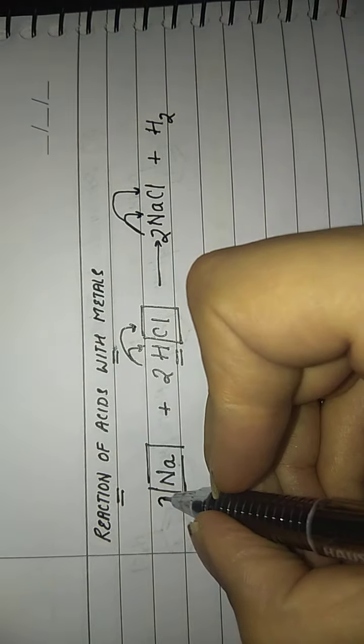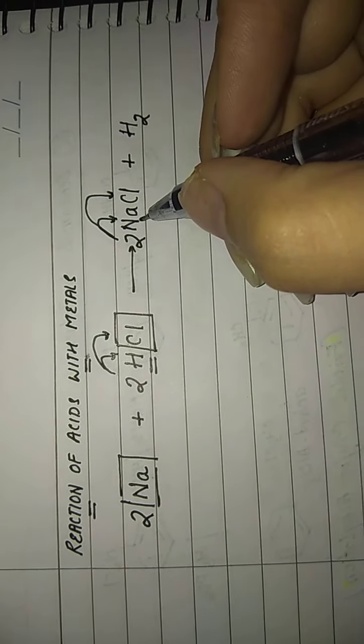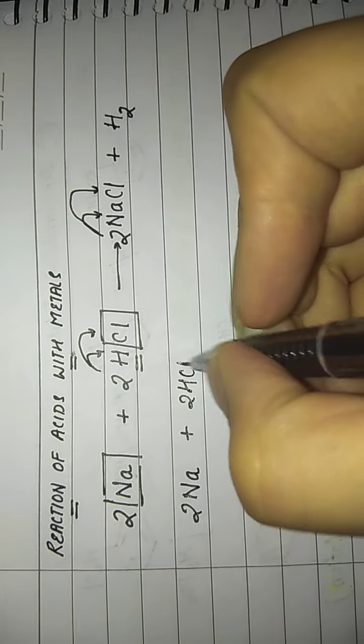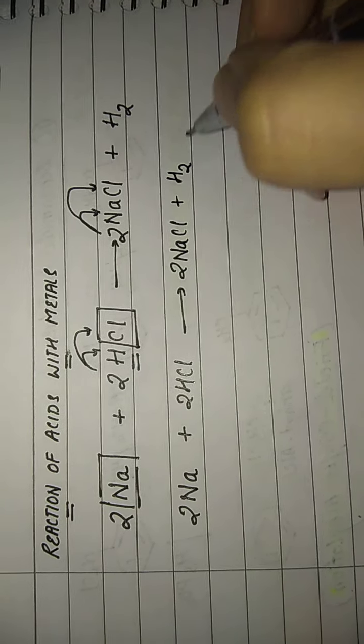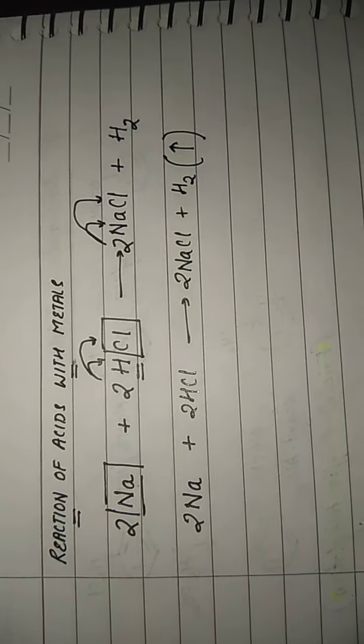We have already discussed balancing. Now let's check once again. 2 sodiums on the left, 2 sodiums on the right, 2 hydrogens on the left, 2 hydrogens on the right, 2 chlorines on the left and 2 chlorines on the right. So finally I will write the balanced equation again. 2Na plus 2HCl will give you 2NaCl plus H2. Now H2 we know is a gas, so we denote it using an upward arrow.